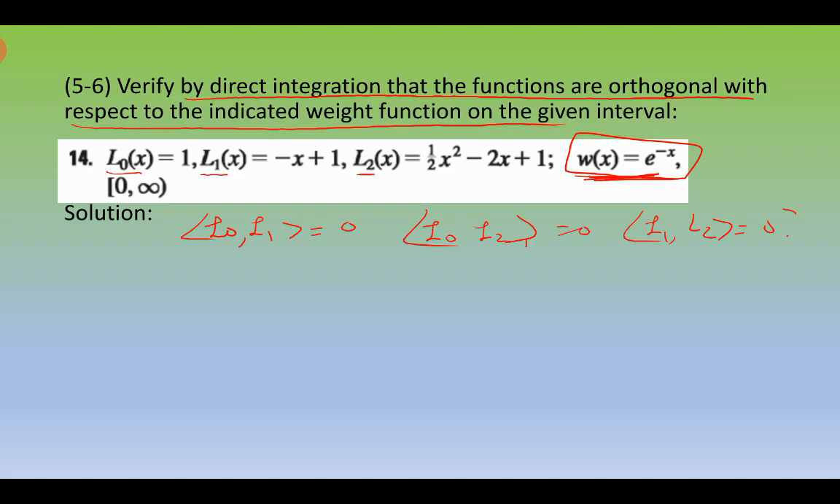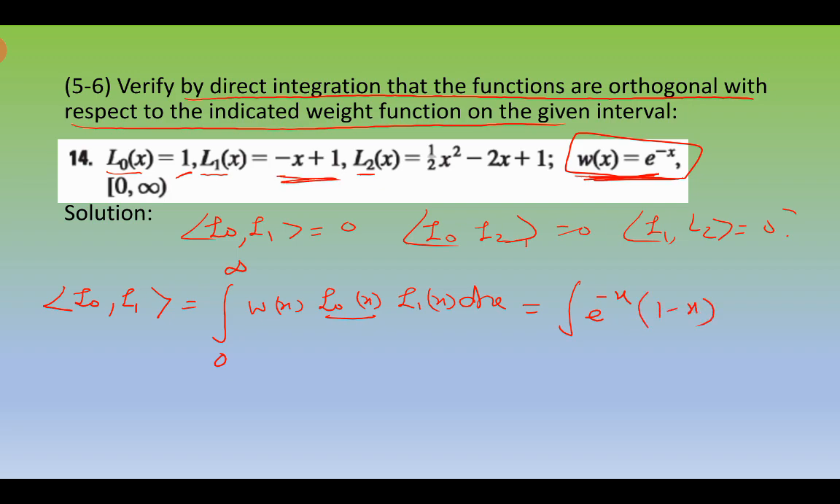First one, verify inner product of L0 with L1 with respect to the weight function. So integrate W of x, L0 of x, L1 of x dx. The limit is 0 to infinity. W of x is e power minus x. L0 is 1. L1 is 1 minus x, and dx. Use the UDV method.